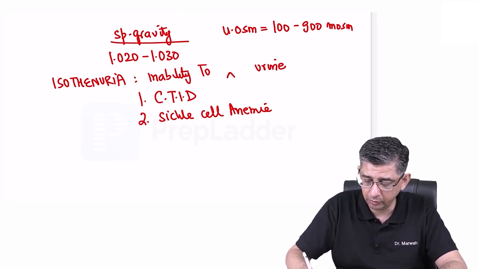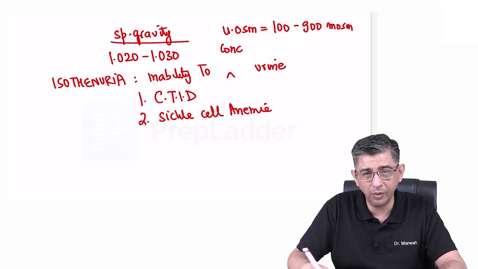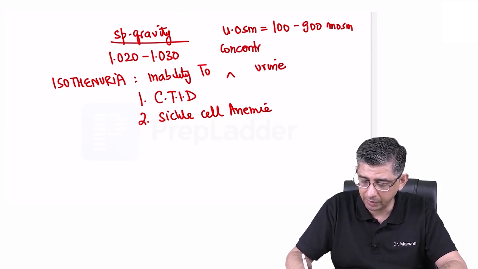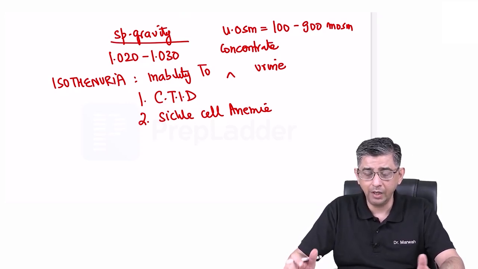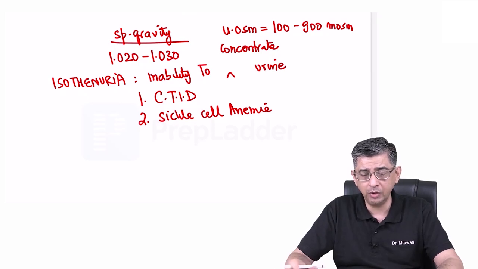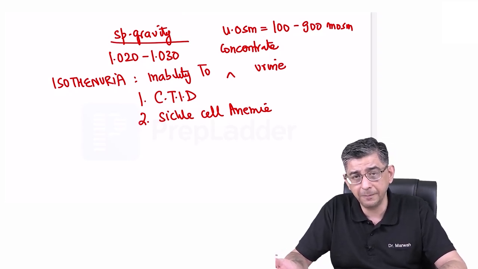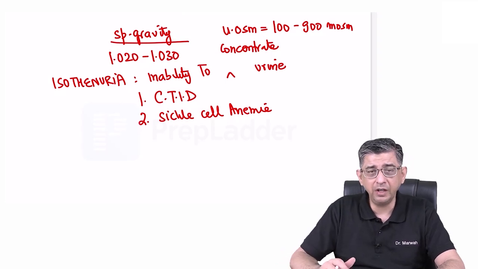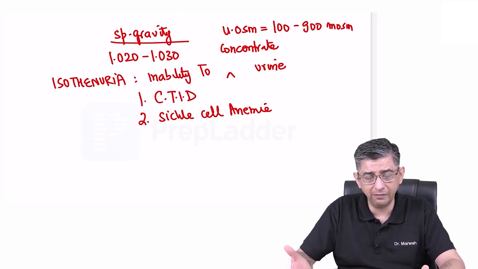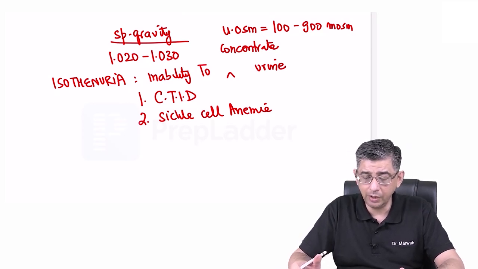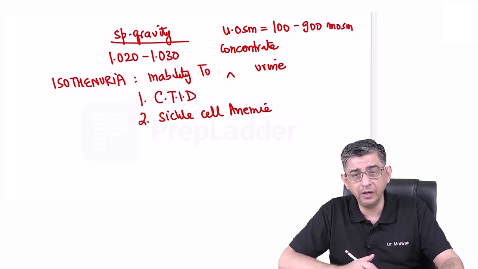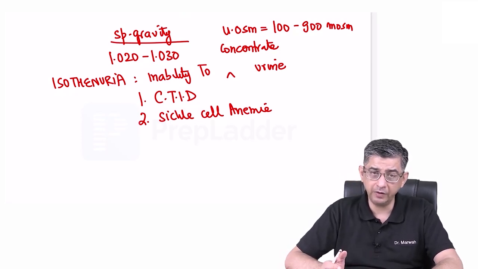In fact, I'll just write the full word here, because "conc" looks a little disconcerting and difficult to remember, so I just put it out: inability to concentrate the urine, and urine osmolality equal to plasma osmolality all the time. Two important reasons for isosthenuria have been mentioned. Specific gravity also helps you. One of the advantages of specific gravity or urine osmolality is that it also helps you to differentiate between pre-renal cause of renal failure versus the renal variety.